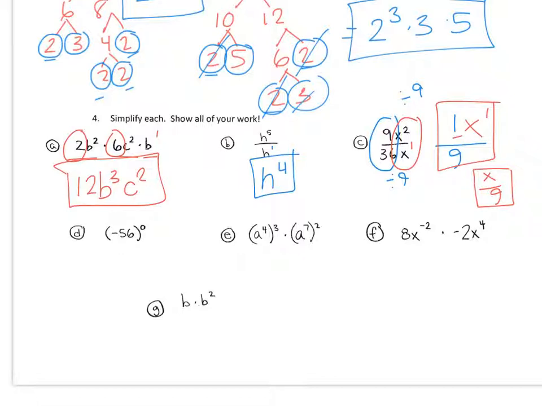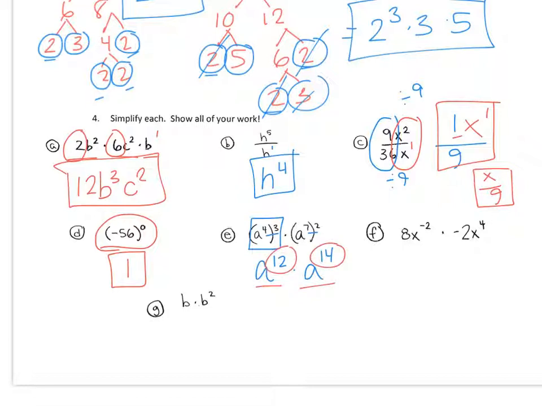And then D, any number to the 0 power is 1. E, these two, we're going to multiply 4 times 3, so it's a to the 12th. And then we're going to multiply 7 times 2, so it's a to the 14th. And then at the end, you add them. You add the exponents. You keep the a is the same, so it's a to the 26th.